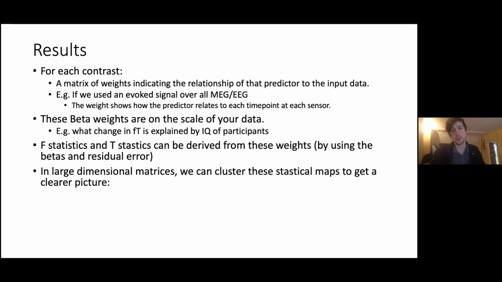These come out in large dimensional matrices when you're looking at neuroimaging. And so to get some more interpretation, we can cluster these statistical maps. Here's an example. This is 3D and we've averaged over time, so you get a nice 2D image. You can see here that there's a cluster of negative beta weightings around this point in the helmet. And so that's more helpful to see this cluster than the individual data points.